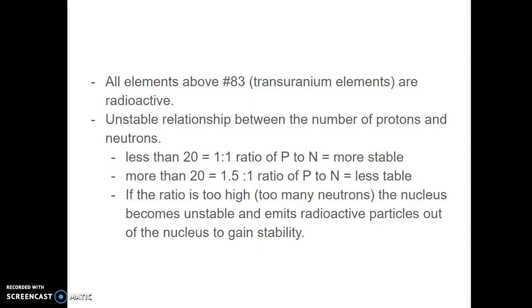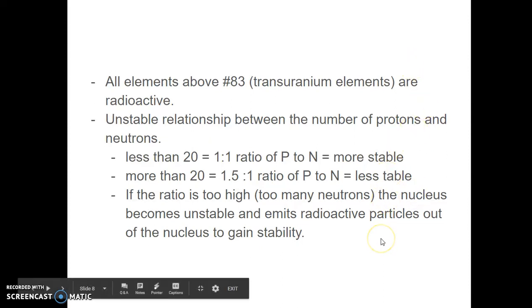If the ratio becomes too high, meaning you have too many neutrons, the nucleus becomes unstable, and now it has to try to make itself stable. So it's going to emit radioactive particles out of the nucleus to gain that stability back. You're going to lose stuff out of the nucleus, whether it's alpha particles or beta particles or gamma radiation. That's what makes something radioactive: if the ratio of neutrons to protons gets too high.